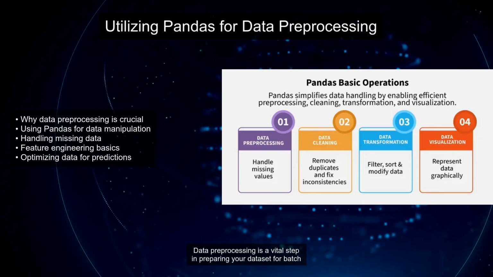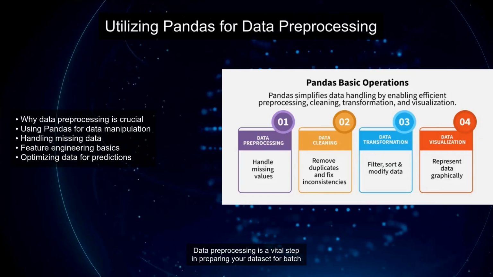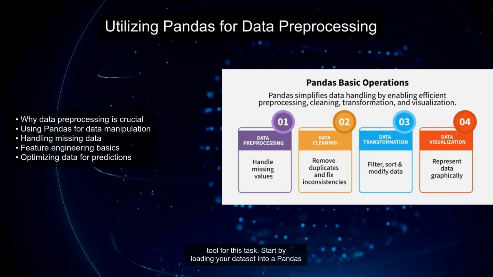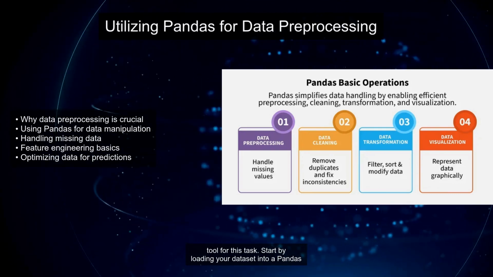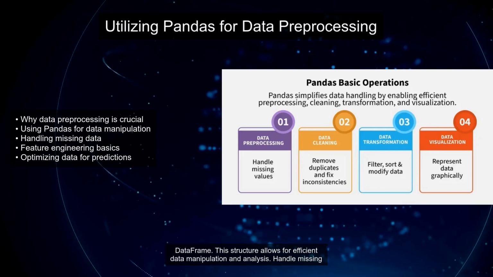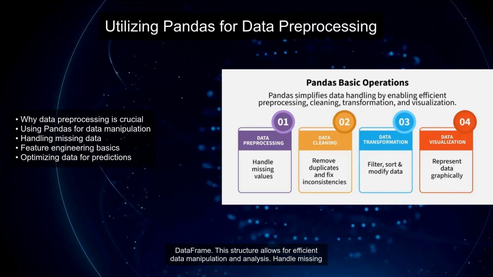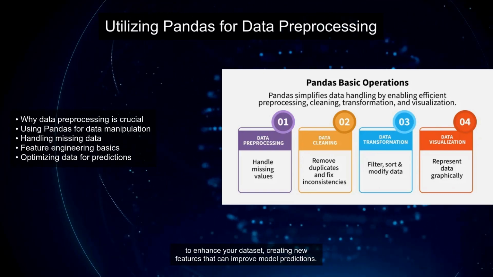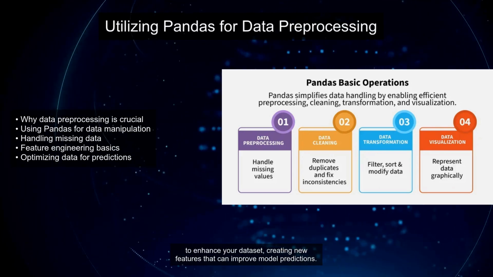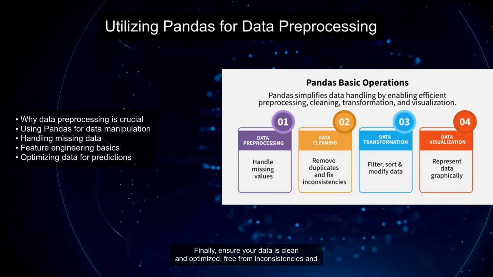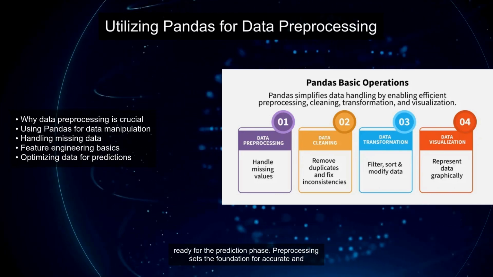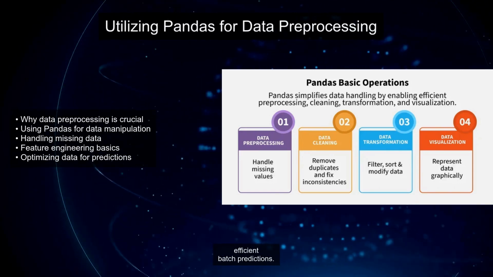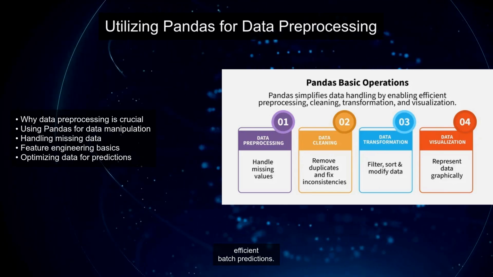Data preprocessing is a vital step in preparing your dataset for batch predictions. Pandas, a powerful data manipulation library in Python, is your go-to tool for this task. Start by loading your dataset into a Pandas data frame. This structure allows for efficient data manipulation and analysis. Handle missing data by filling or dropping them using Pandas methods. Conduct feature engineering to enhance your dataset, creating new features that can improve model predictions. Finally, ensure your data is clean and optimized, free from inconsistencies and ready for the prediction phase. Preprocessing sets the foundation for accurate and efficient batch predictions.